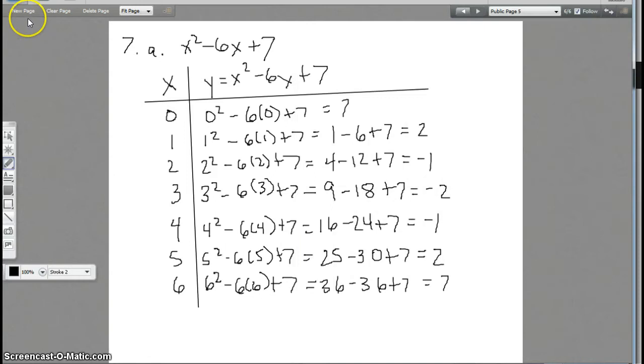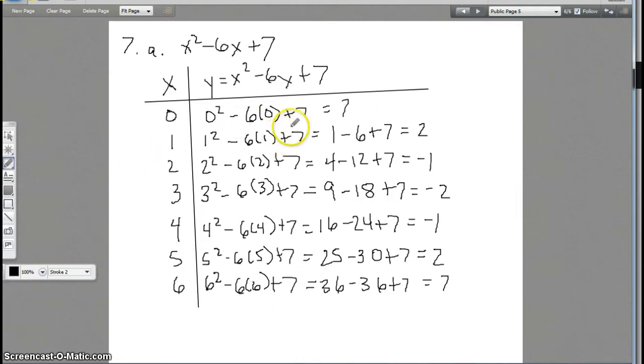Okay. I'm not going to actually go through all the calculations for number 7, parts B, C, and D. What I gave you in the homework email, the values I want you to use for x, plug those values into your equation just like I did right here.